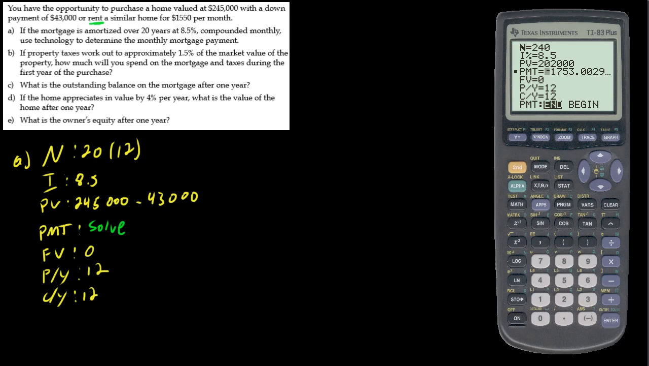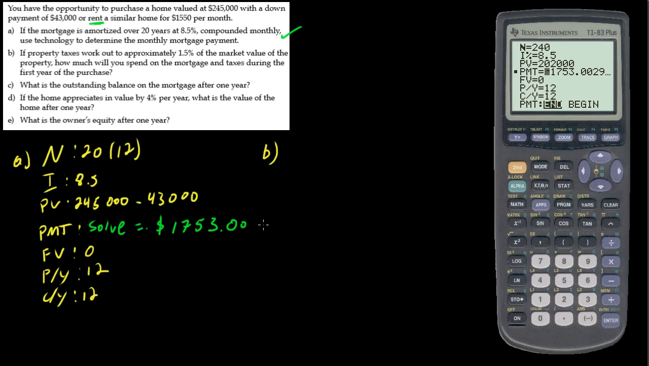So it looks like our PMT here is going to be equal to $1,753. Kind of right on the dot there. Perfect. So we got our monthly mortgage payment. That's good. Going forward, we can use that in our next couple of calculations.